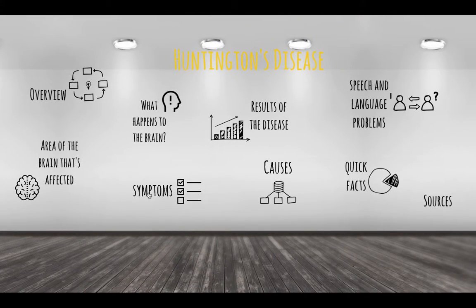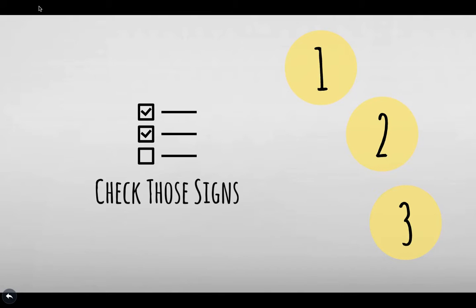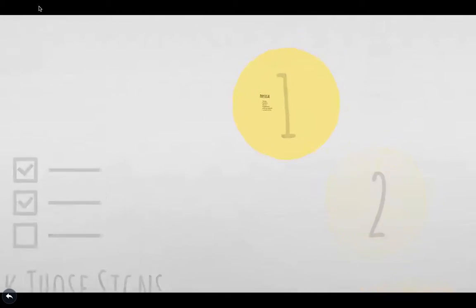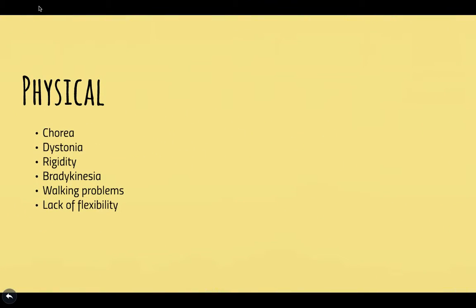Right, so what are some of those symptoms that can occur with Huntington's disease? So physical symptoms that can occur are chorea, which is again involuntary muscle movement or jerking. You can have dystonia, which is uncontrollable muscle contractions. Your movements may be very rigid. You could have bradykinesia. You could have walking problems and lack of flexibility.